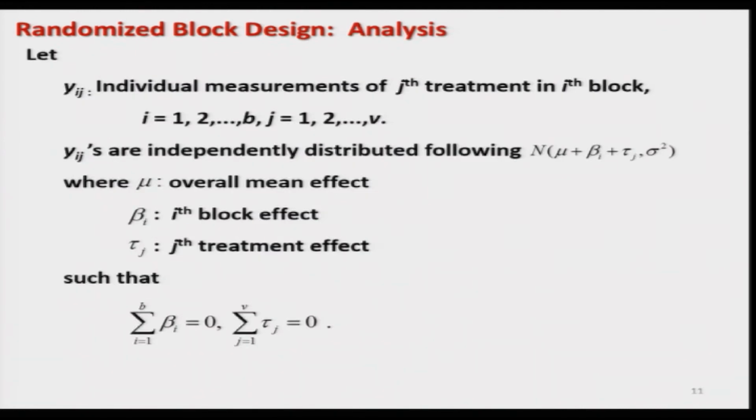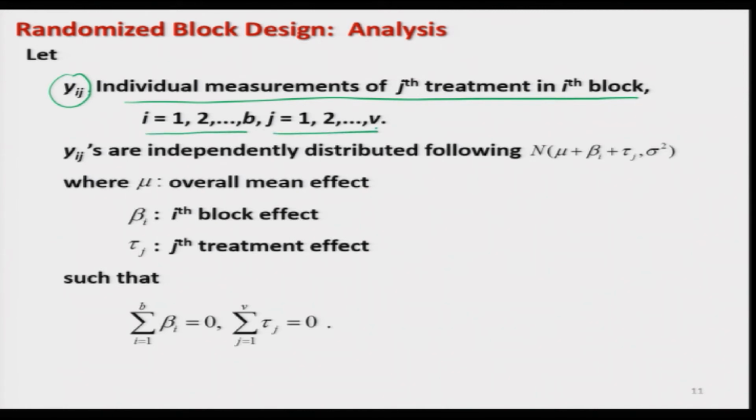So, now we have got the data, we have learned how we are going to obtain this data, and now we come to the analysis of variance. You can see here there are 2 factors which are going to affect the outcome: one is the block factor and another is the treatment factor. I can write the observations in the format Yij. These are the individual measurements of the jth treatment in the ith block. Obviously, i goes from 1 to B and j goes from 1 to V.